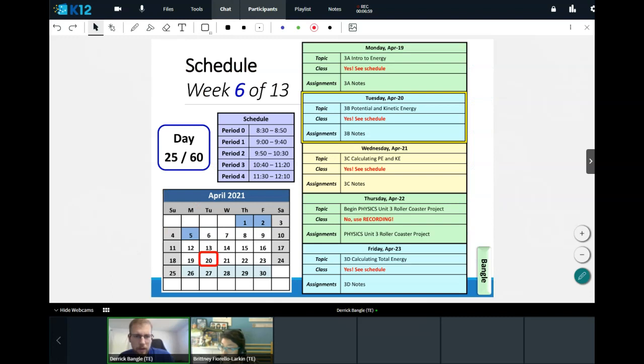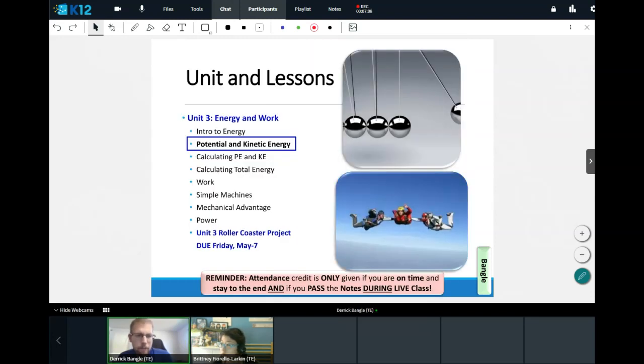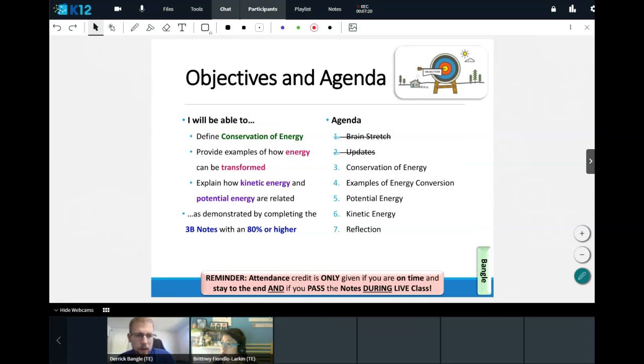Let's see what we're getting into. So today is Tuesday. We're getting more into Unit 3. We're going to be learning about potential and kinetic energy, which is kind of like the beginnings of our entire unit, which everything in this unit is going to be about energy and work and machines and how that all functions. Specifically, this will entail defining the conservation of energy. We will provide examples of how energy can be transformed and explain how kinetic energy and potential energy are related, kind of connecting to yesterday's lesson. Hopefully we should be pretty solid on this by the end of the lesson.